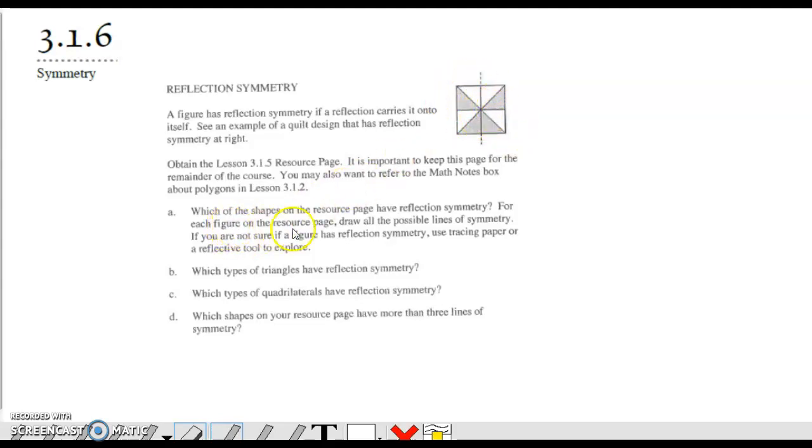So go ahead. I want you to figure out which of the pieces, and then draw all your possible lines of symmetry if you can. And then this continues. What are the triangles that have reflection symmetry? What are your quadrilaterals that have reflection symmetry? And do you think there are things on this page that have more than 3 lines of symmetry? So go ahead and pause your video now and try to do that.